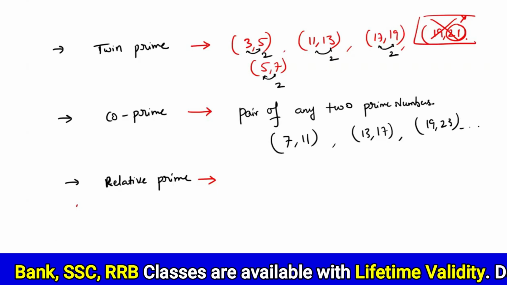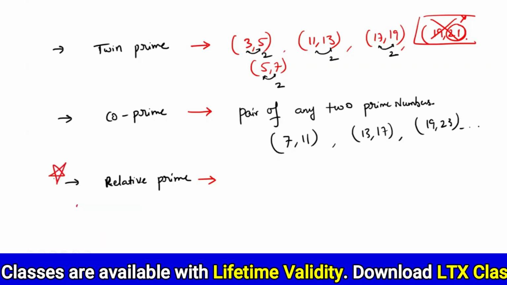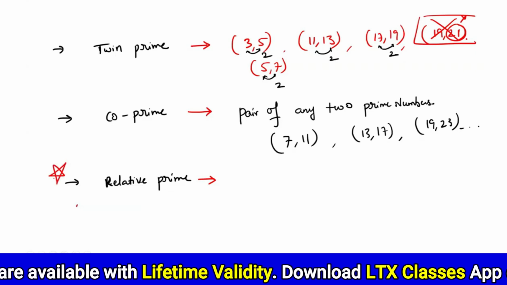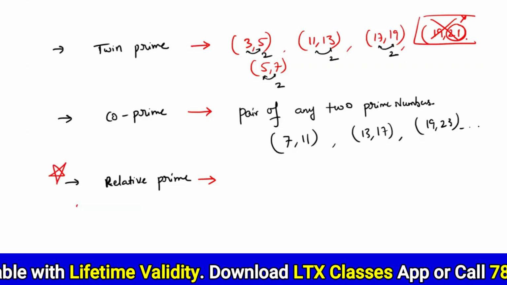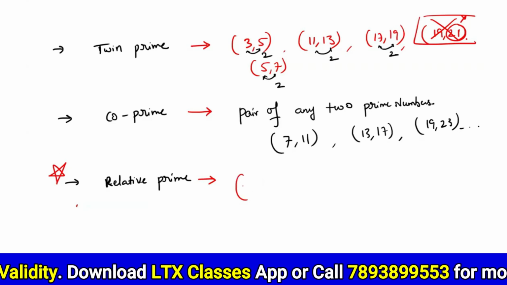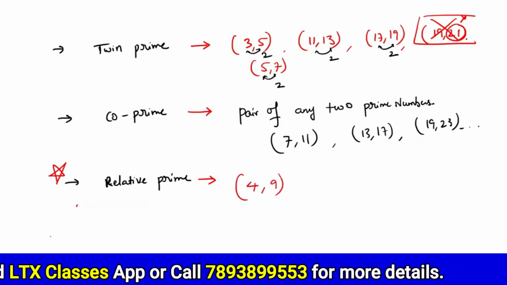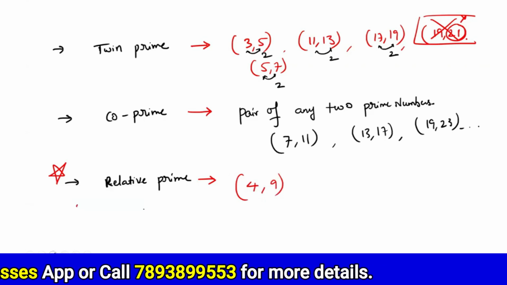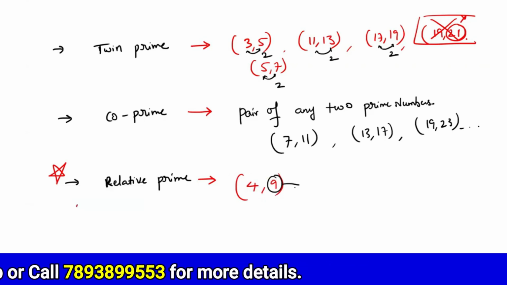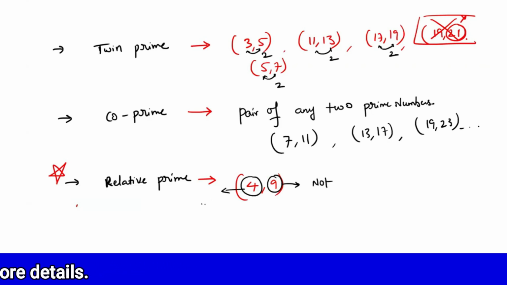Okay. What about relative prime? Regarding relative prime, the definition is very important. Relative prime definition is very important. Take a look. What I can say is 4 and 9 can be considered as relative prime, even though the number 9 is not a prime number, and even 4 is also not a prime number. But still they are considered as relative prime.